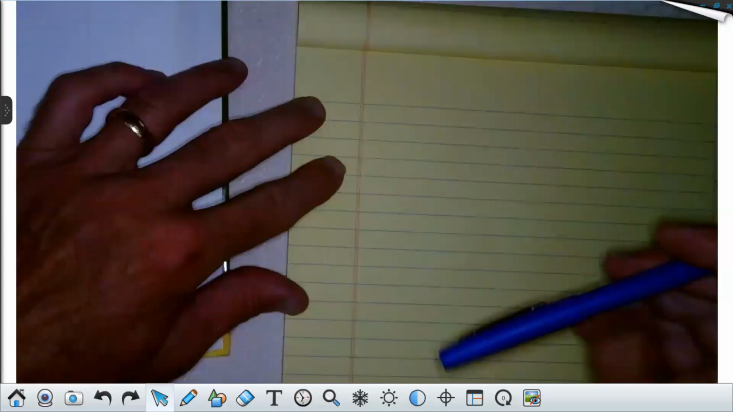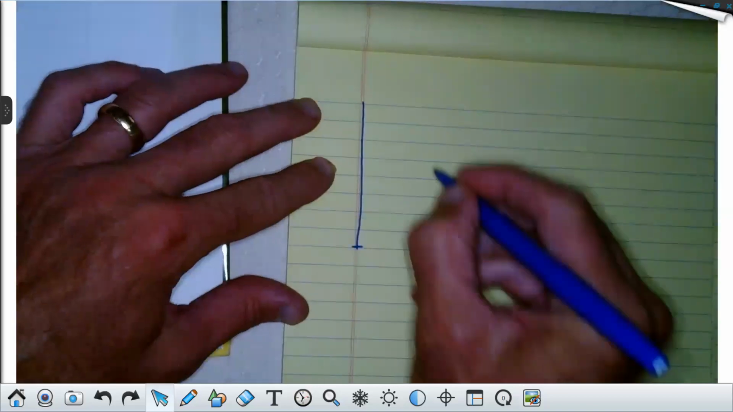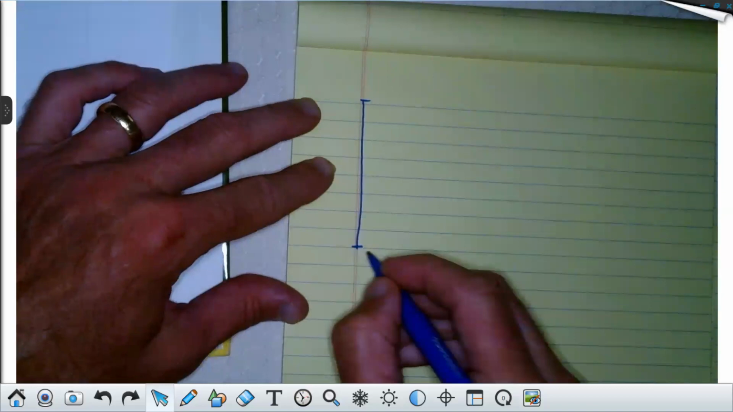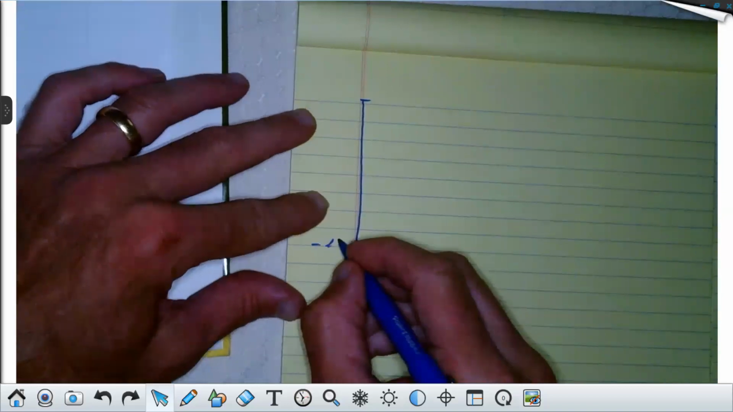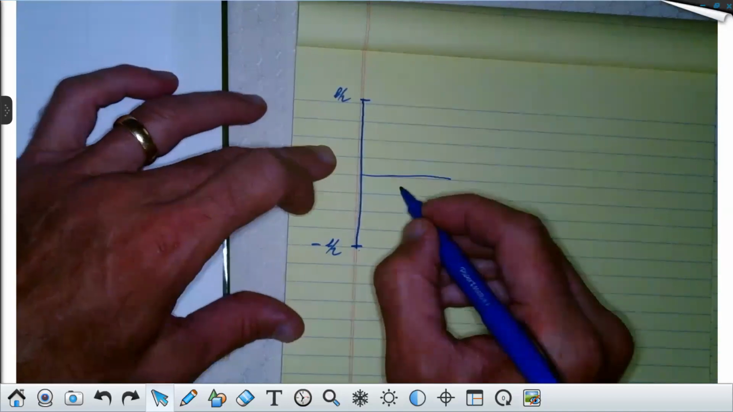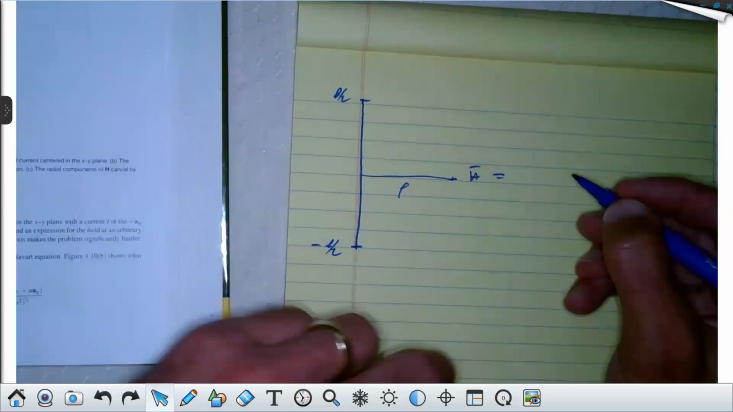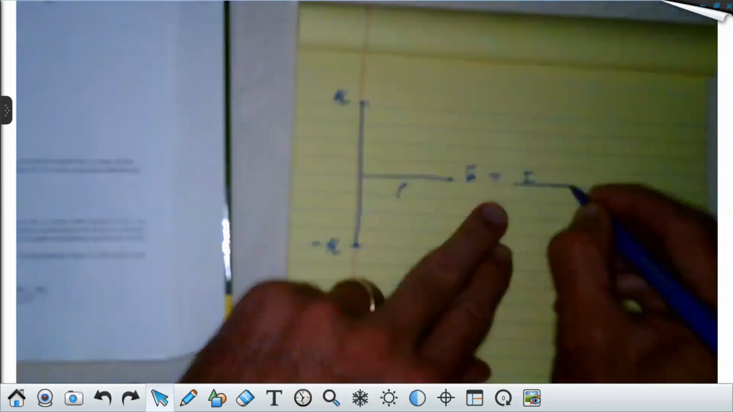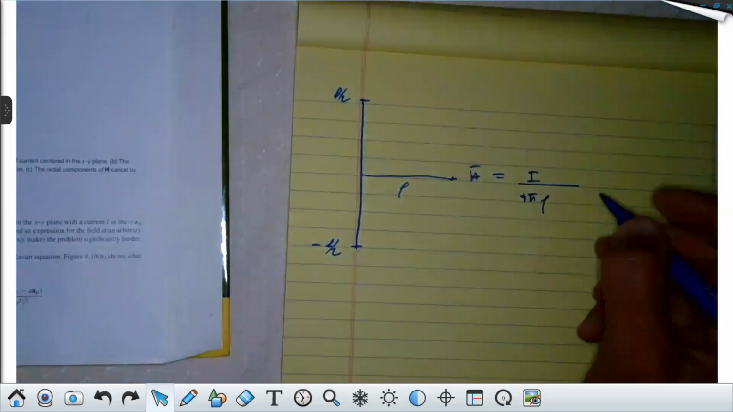If I just have a side like this, where I'm going to say this is minus L over 2, this is L over 2 in length, and I'm out a distance rho, and I want to get the H field here. Well, I know that's going to be equal to I over 4 pi rho, and I'm just getting that equation, evaluating it.